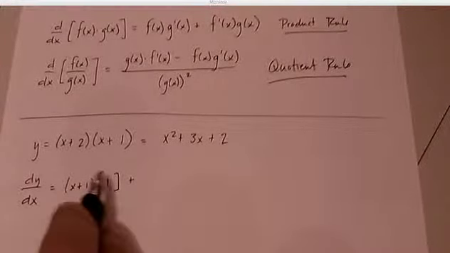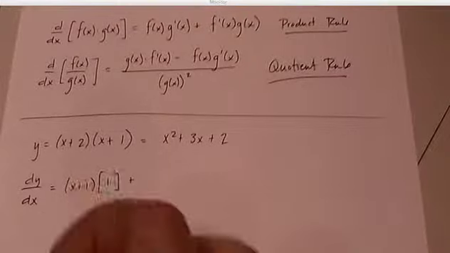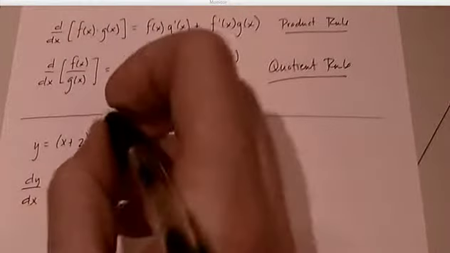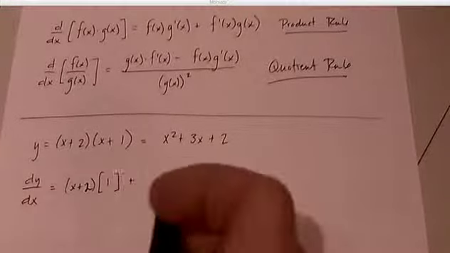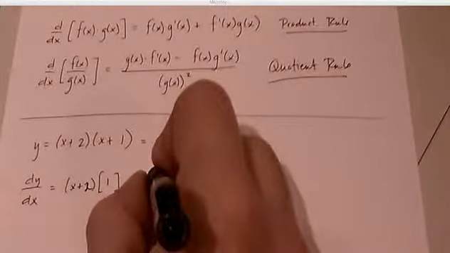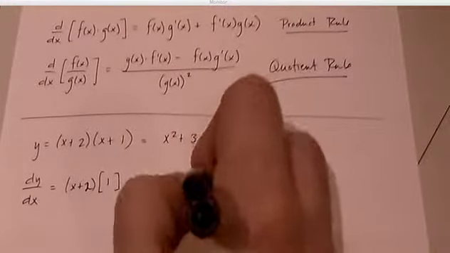So actually I did it in reverse order here, so sorry about that. I'll go ahead and put the 2 right there. So it's the first times the derivative of the second. So this is actually the derivative of x plus 1. And then we have the derivative of the first times the second.